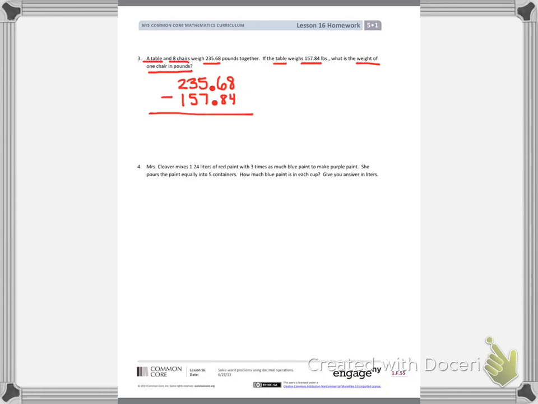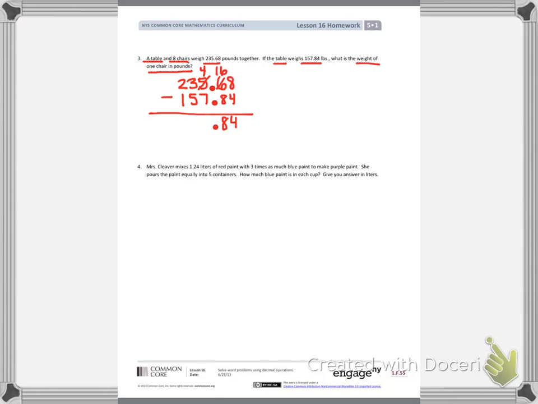So we're going to take 8 minus 4, 4. We can't do 6 minus 8, so we need to borrow from the ones place. Change the 5 into a 4 and add 10, so the 6 becomes a 16. 16 minus 8 is 8. Remember to bring down the decimal point.